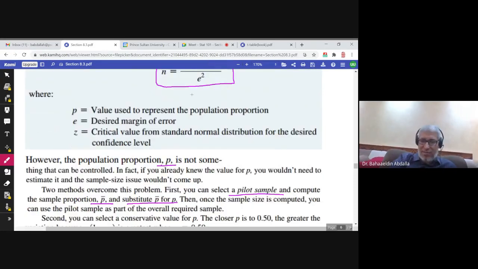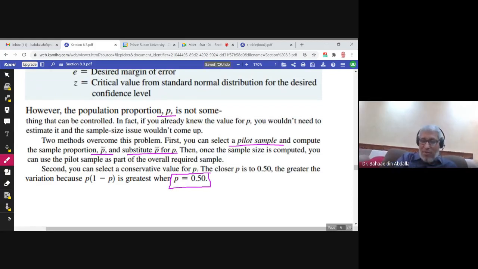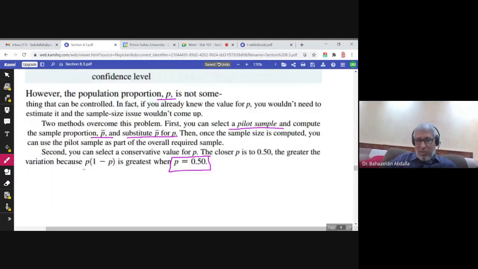If there is no pilot sample and you don't have P bar, you can select P equal to 0.5. You can choose P always, if you don't have a sample, as 0.5. Why 0.5? Because if you replace P by 0.5, then P times 1 minus P would be 0.5 times 1 minus 0.5, which is also 0.5. So 0.5 times 0.5 would be 0.25.